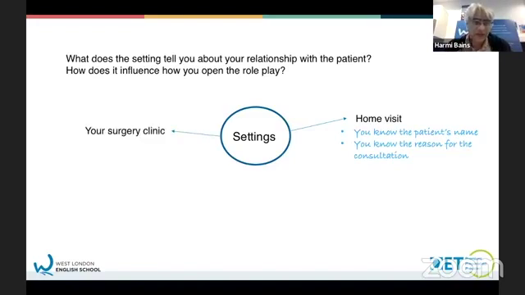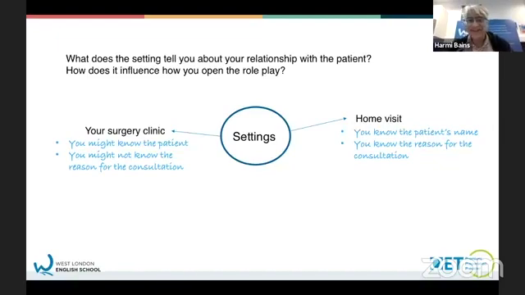If you think about the surgery and the clinic, if you're in your surgery, you might actually know the patient. It could be one of your patients, but you might not know the reason for the consultation. So you might start with something like, okay, hi Kamala. Hello. So how can I help you today? What can I do for you today? Or how are you doing? But you might know the patient's name, so you wouldn't need to say, I'm Dr. Baines, and what's your name, please? So again, you can see how the setting really influences how you start the role play.